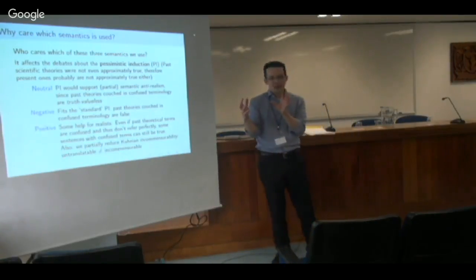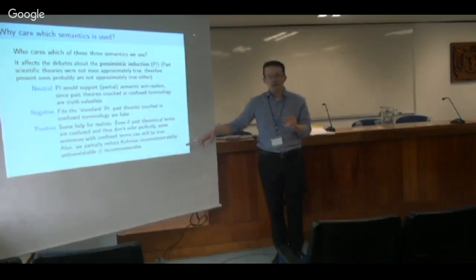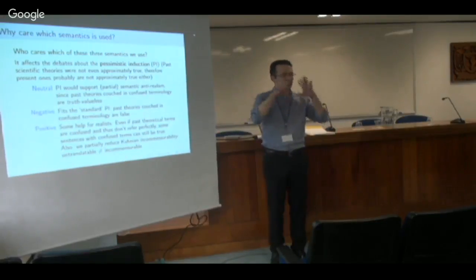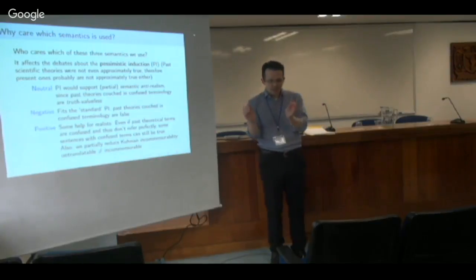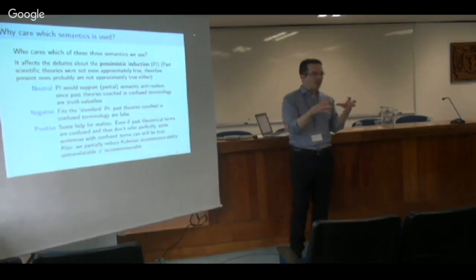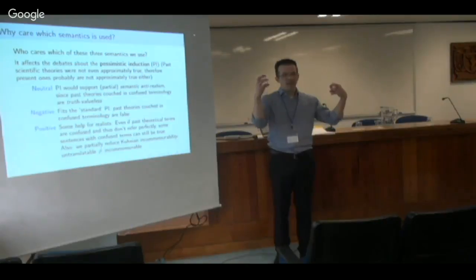There's a further issue here, which is that we can actually partially reduce Kuhnian incommensurability. So Kuhn, of course, says lots of things about incommensurability. But in his later work, incommensurability is identified as a kind of untranslatability. And if you think about our language and Fred's language, there's no way to translate Charlie directly into our language. Well, you're going to have to take my word for that at the moment.